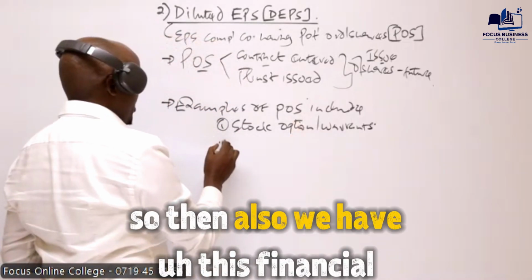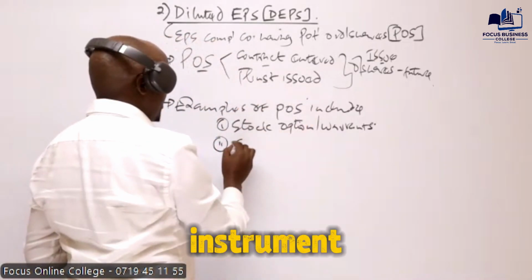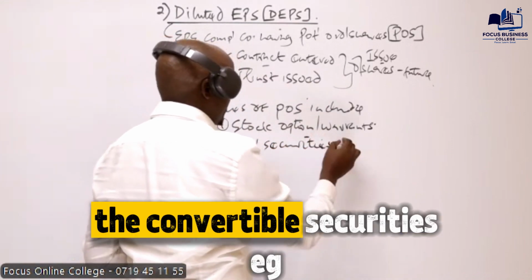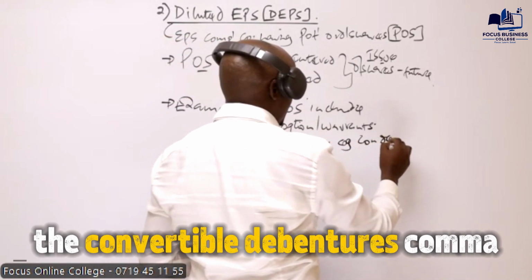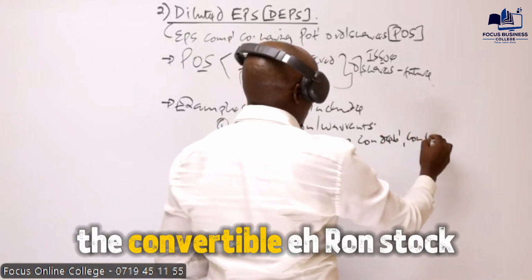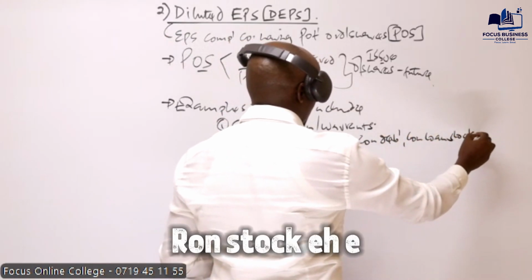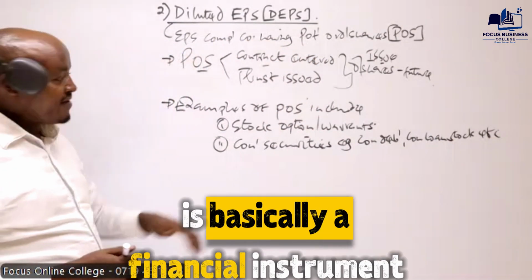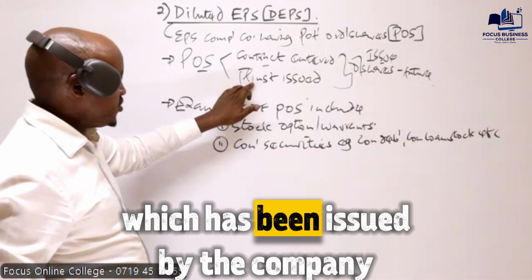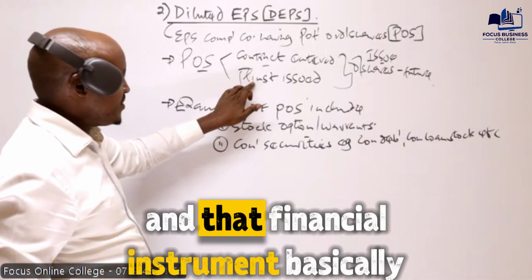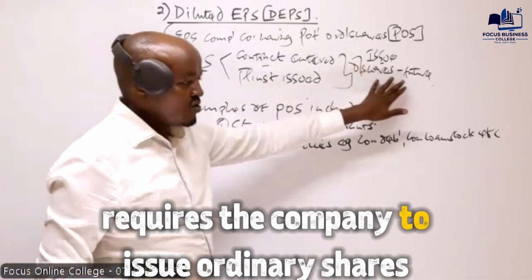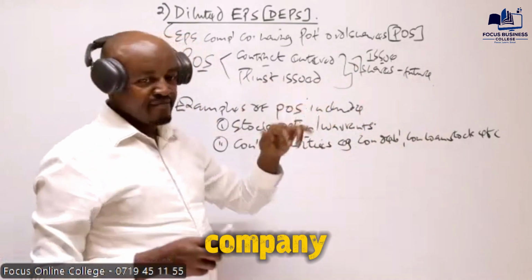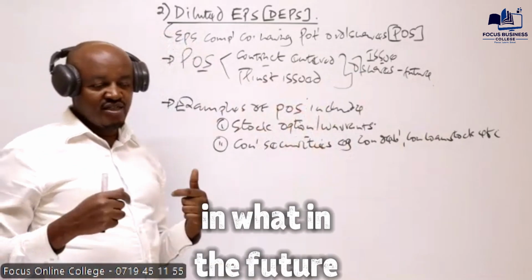Then also we have financial instruments, and these include the convertible securities, for example the convertible debentures, the convertible loan stock, etc. Any convertible security is a financial instrument which has been issued by the company, and that financial instrument requires the company to issue ordinary shares in the future.